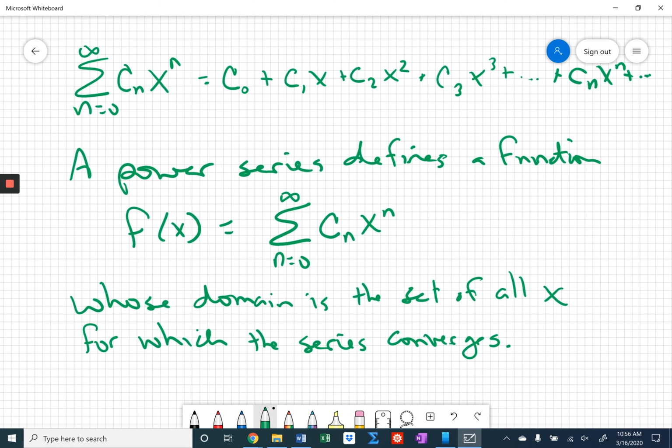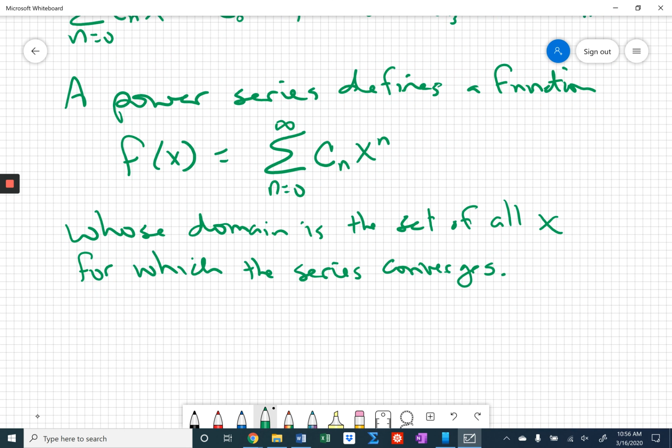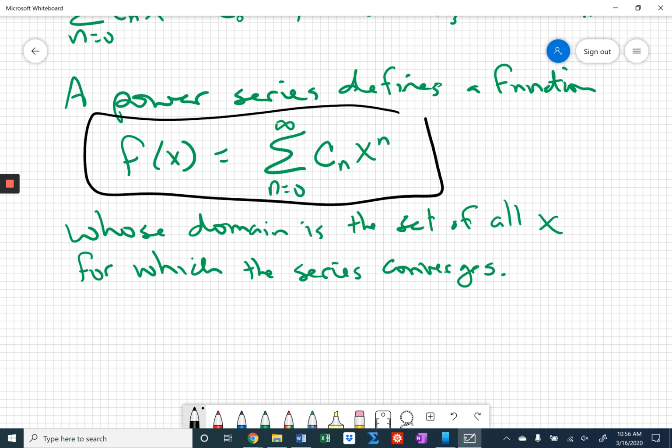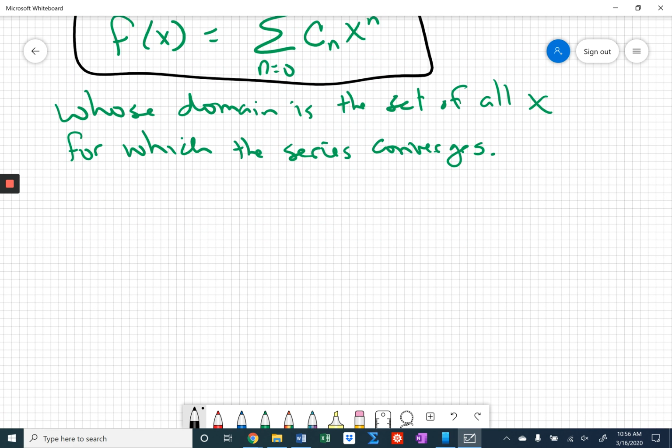Now, this is a rather specific series here, this one being centered at the origin. We're going to allow ourselves to shift this series and not always be centered at the origin. You guys know about shifting functions like we used to back in the day.